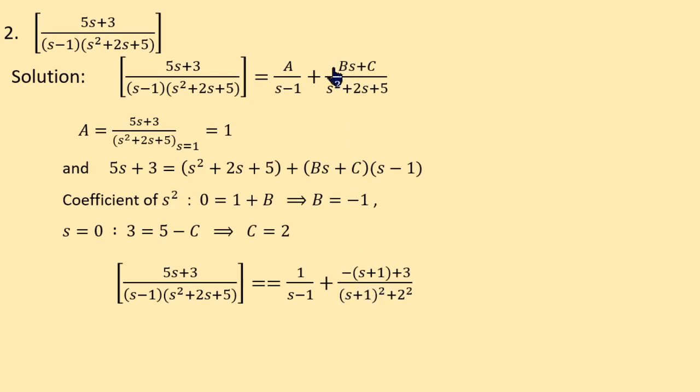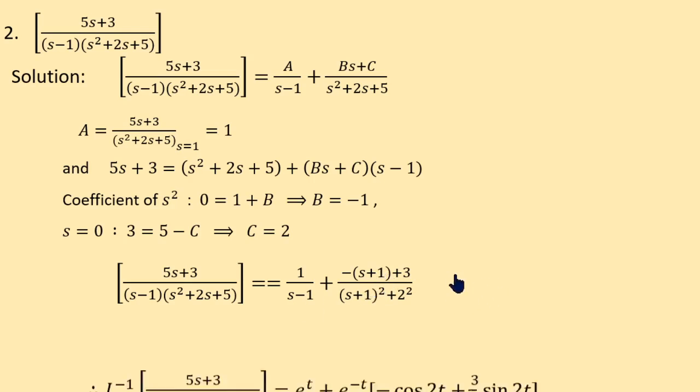So b is minus 1 minus s plus c, that is 2. So minus 1 plus 3 is 2. Why is the numerator expressed like this? Because to make this a function of s plus a. Therefore, its inverse becomes a function of s into e power minus at, e power minus 1t.